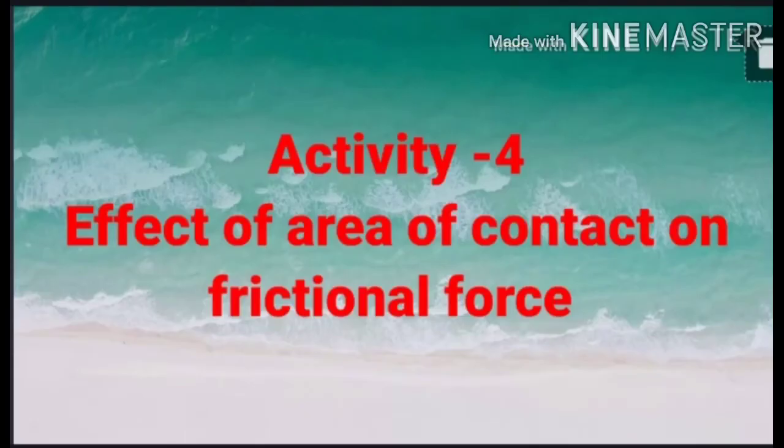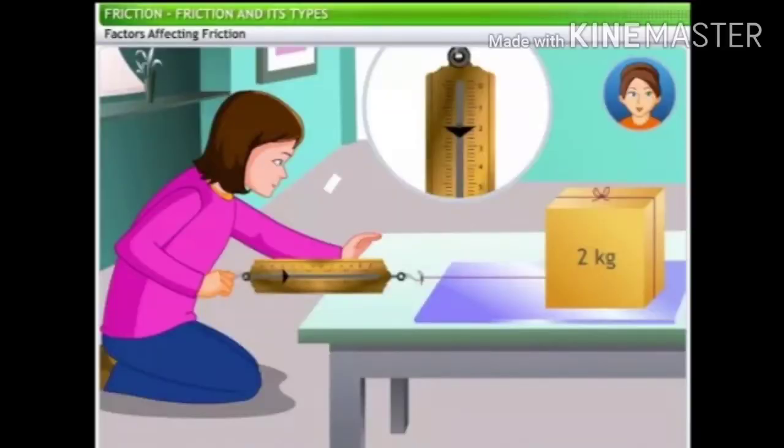So next, activity 4. Let us do activity 4. Effect of area of contact on frictional force, or frictional force is independent of the area of contact. First of all, tie a string around a wooden block and pull the wooden block using a spring balance as shown in the given picture. We use the spring balance as a device to measure the applied force.